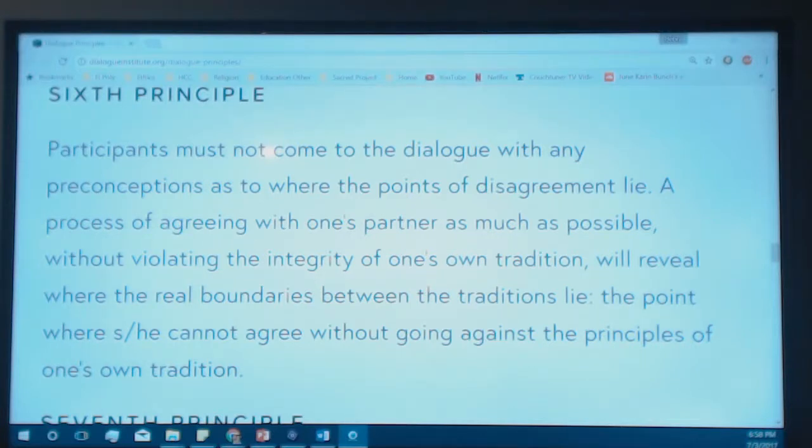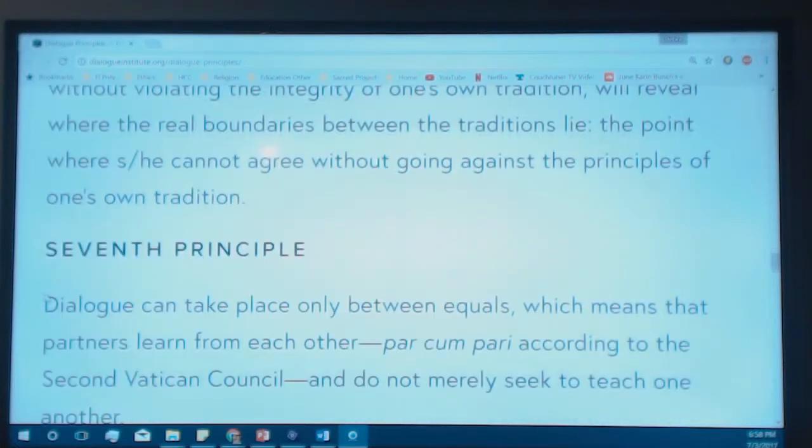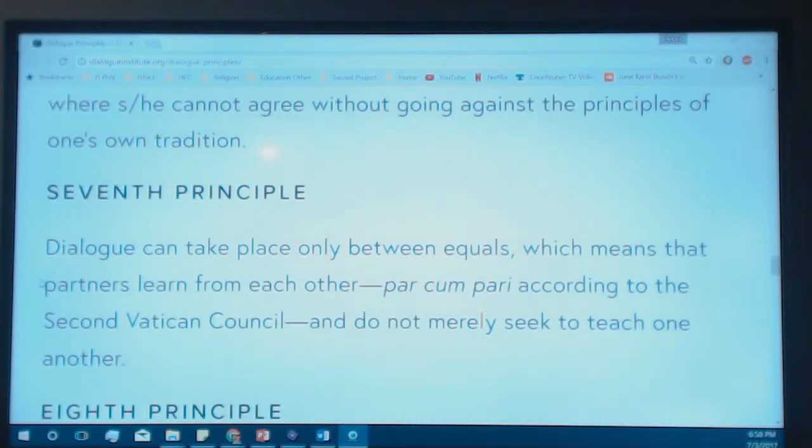Or just because somebody is older or younger doesn't mean... So we have to overcome these points of disagreement, because the next principle, well, we can't get to it unless we have overcome those points. So rule number 7, dialogue can take place only between equals, which means that partners learn from each other, par cum pari, according to the Second Vatican Council, and do not merely seek to teach one another. Now, this sounds very similar to the second rule, that second principle, but in this principle, the emphasis is on this idea of being equals.